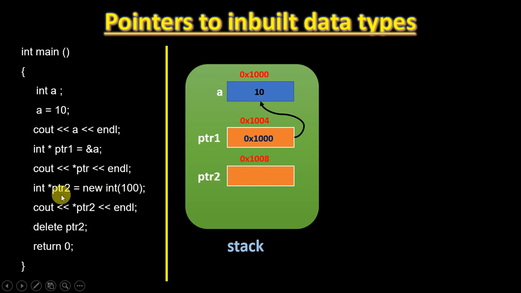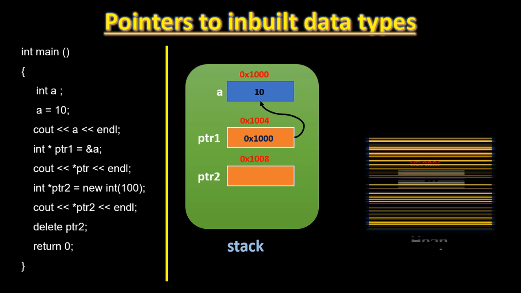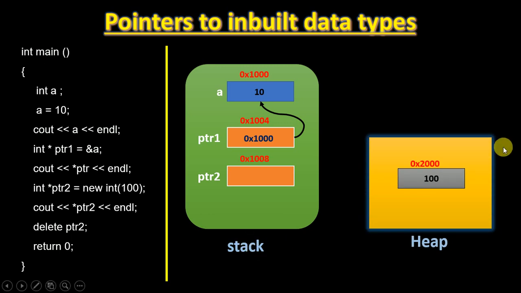Now what I want is to hold an integer variable which is created in the heap segment, and I have to hold that variable's address. So for this, I'm writing *ptr2 = new int(100). When I say this, immediately in the heap segment, one integer variable will be created with some memory location, say 0x2000, and the value we are giving is 100. So 100 will be given to this.